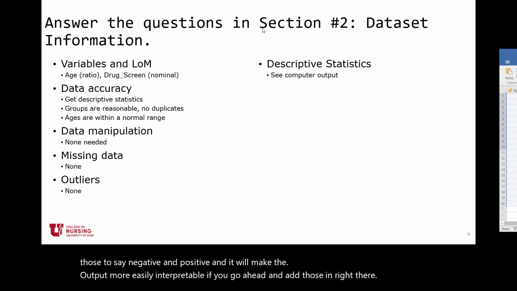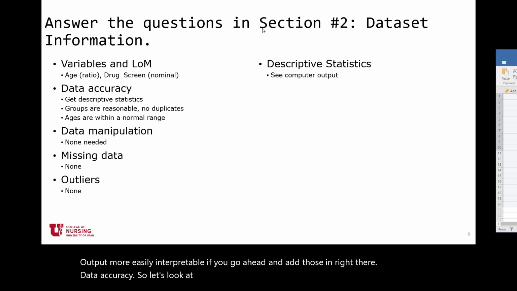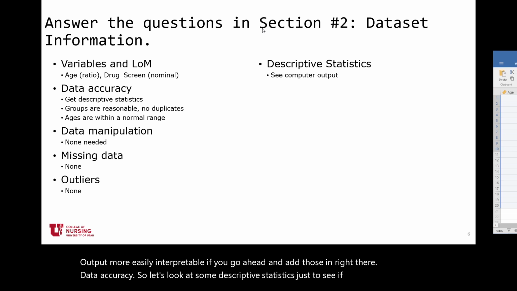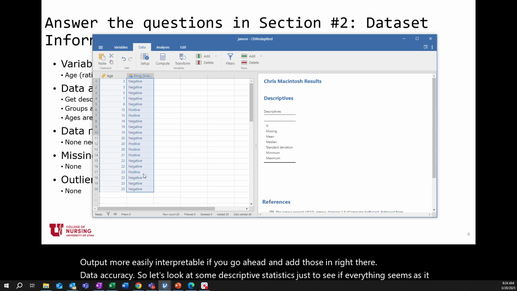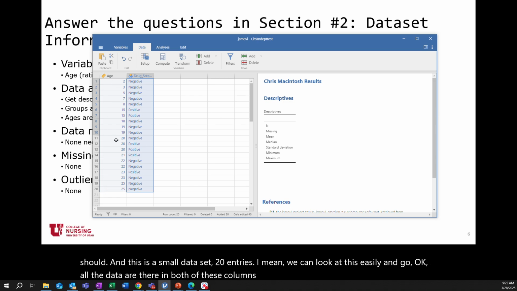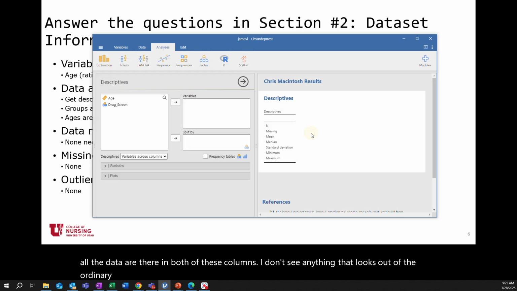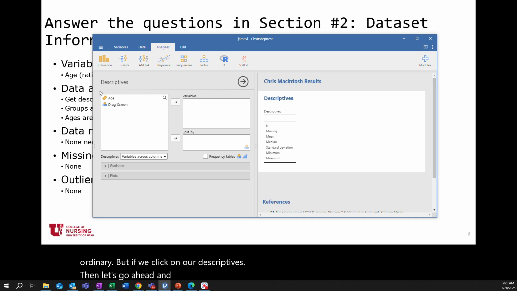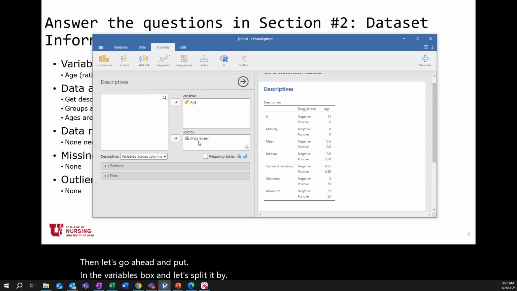Data accuracy. So let's look at some descriptive statistics just to see if everything seems as it should. This is a small data set, 20 entries. I mean, we can look at this easily and go, okay, all the data are there in both of these columns. I don't see anything that looks out of the ordinary. But if we click on our descriptives, then let's go ahead and put our age in the variables box, and let's split it by drug screen.